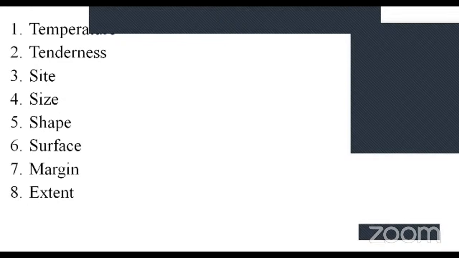Site, size, shape. In palpation, we can even measure the third dimension, that is depth, and tell the size accordingly in the three dimensions. Shape also we can make out very well in palpation. Surface, now we can make out clearly; you can touch and feel the surface. It can be soft, or it can be nodular, lobular, bosselated, whatever, irregular surface.